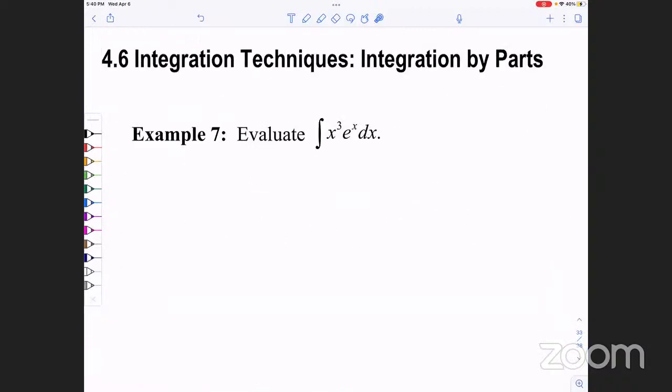This is the one with the table, right? I thought the last one was going to be the table. This one is honestly the same as what we just did. You just have to keep doing integration by parts.